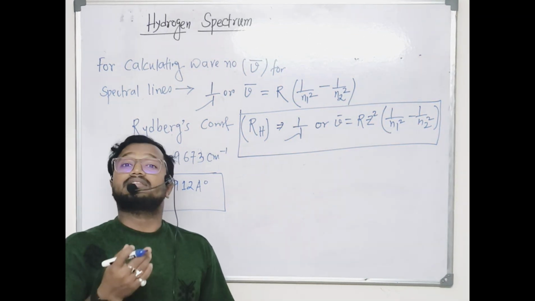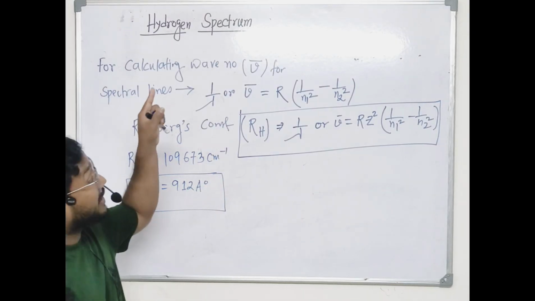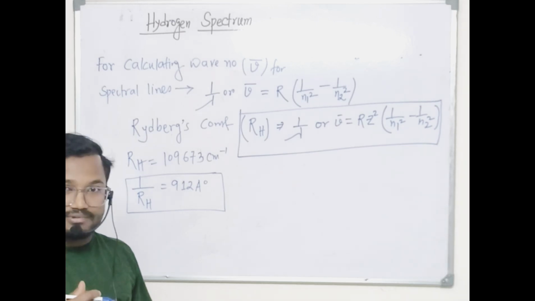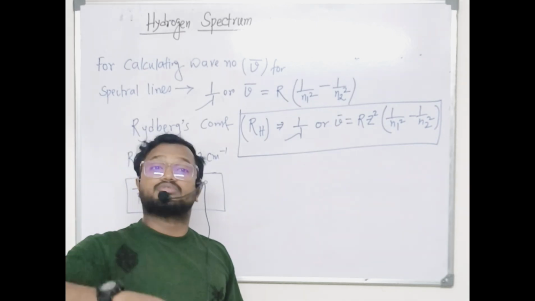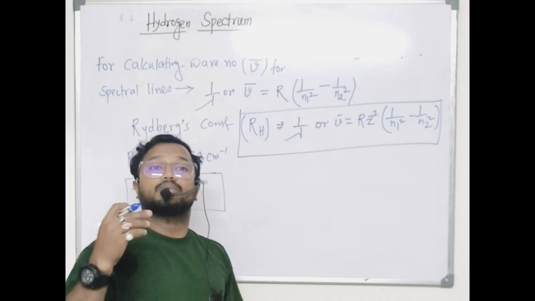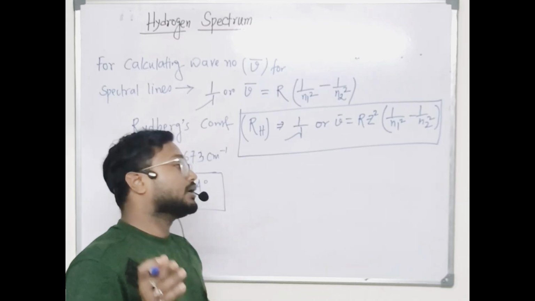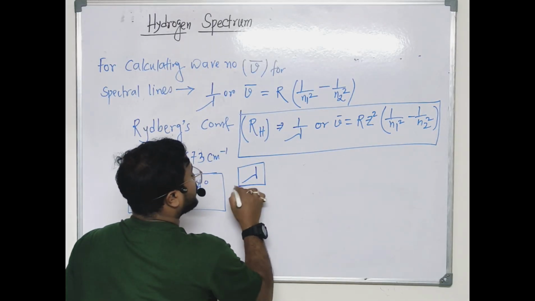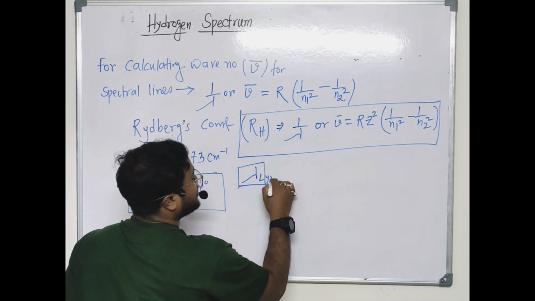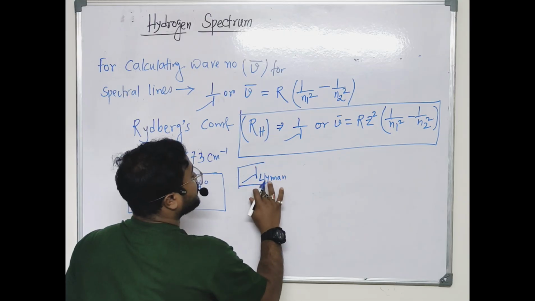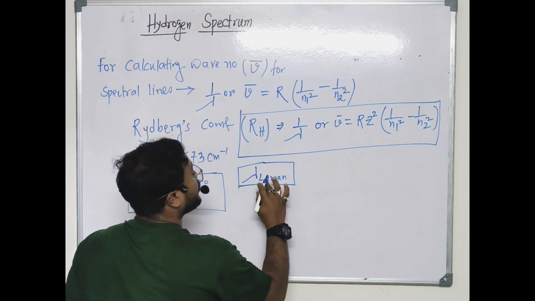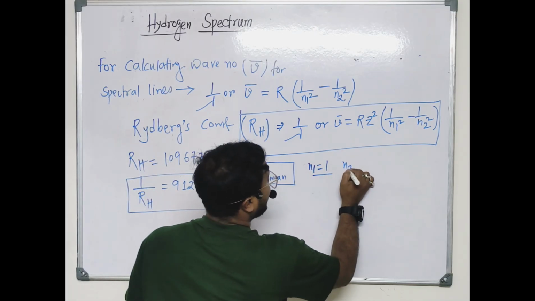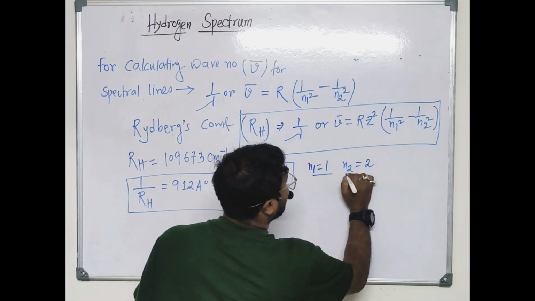In this, why have I told that N1 equal to 1, N2 equal to 2 for the Lyman series is going to be the longest wavelength? Why is it going to be the shortest wavelength when N1 equal to 1 and N2 equal to infinity? Let us see why it is so. For example, I am going to calculate lambda for the Lyman series. I am taking N1 equal to 1 and N2 equal to N1 plus 1, that value is 2.